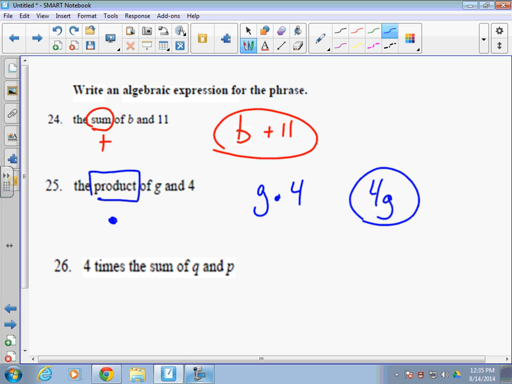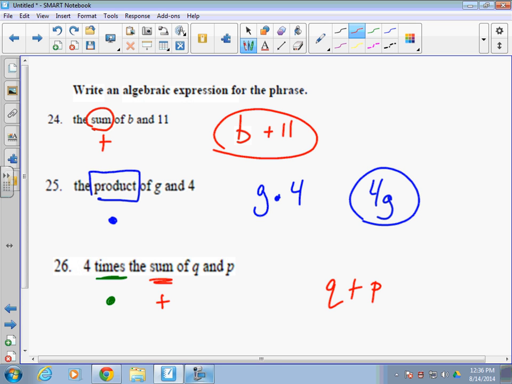Now, number 26, you have to kind of do two things. It says 4 times the sum of Q and P. You know what times means. That means to multiply. Notice that's two different words for multiply, product and times. And then sum, we looked at that one a second ago. Sum means to add. There's no way to get the sum of Q and P, to add those two, Q and P.